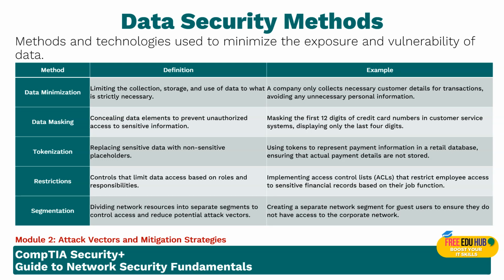Now, data masking is concealing data elements to prevent unauthorized access to sensitive information. Masking the first 12 digits of a credit card number, with the customer service system displaying only the last 4 digits, could be data masking, where we show the information only for verification purposes but not the exact number. You might have seen that if you withdraw money from an ATM, it shows the amount withdrawn and the last 3 or 4 digits of the card that you used to perform that transaction.